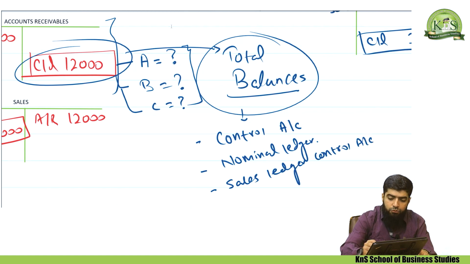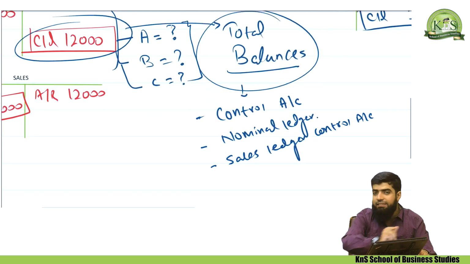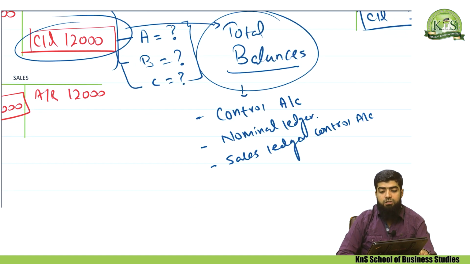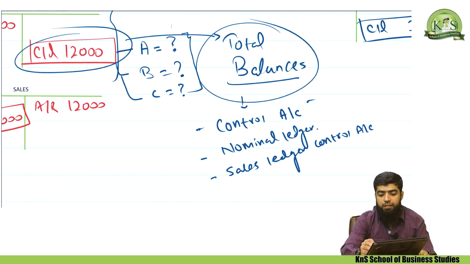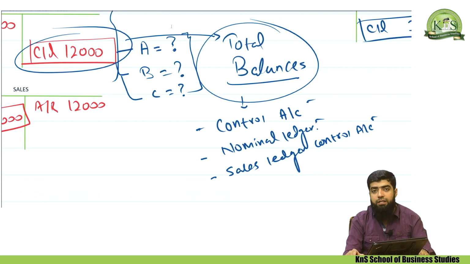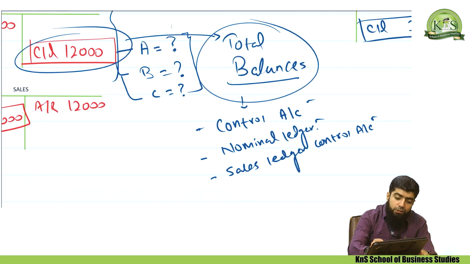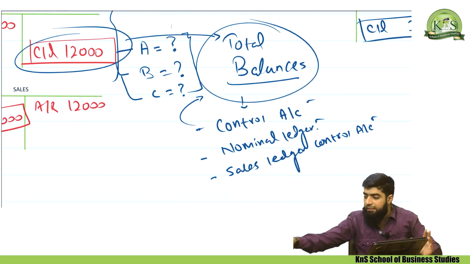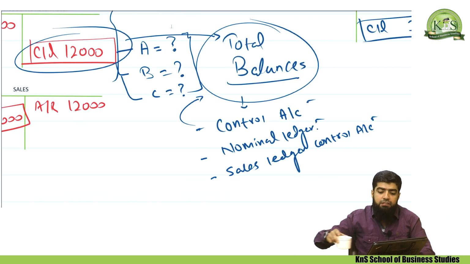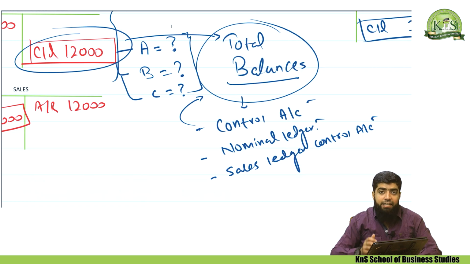Sometimes the examiner uses the words control account, sometimes nominal ledger, and sometimes sales ledger control account. Whenever any of these words is mentioned in the question, always remember it will tell you the total or overall balances of the customers. The total balances you have to receive from the customers is known as the control account. So it indicates the total outstanding balances due from the customers.